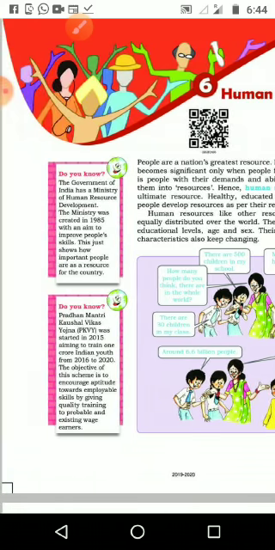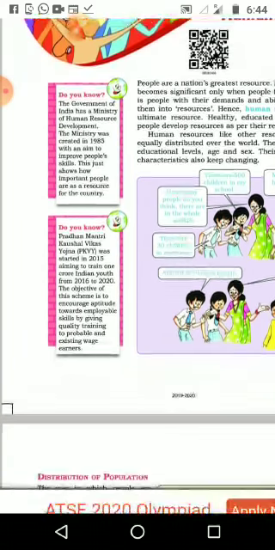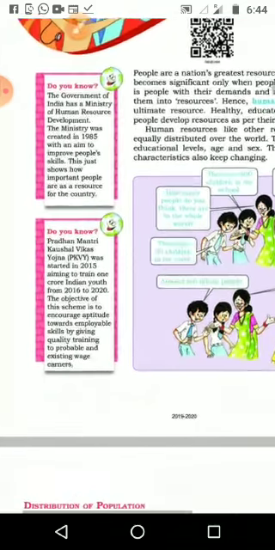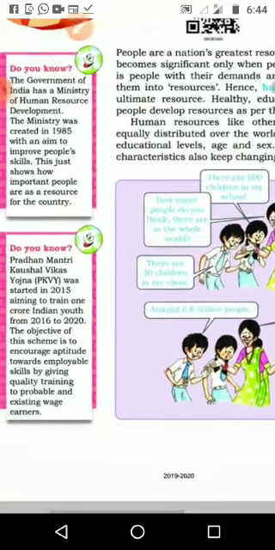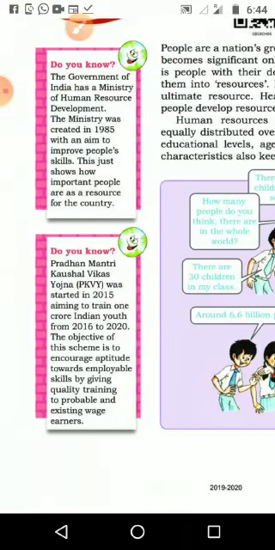Okay. First one, do you know the government of India has a Ministry of Human Resource Development? The ministry was created in 1985 with an aim to improve people's skill. This just shows how important people are as a resource for a country. Please underline what is the ministry name, that is Human Resource Development Ministry. In which year it is created, that is in 1985. What is the aim of that one?